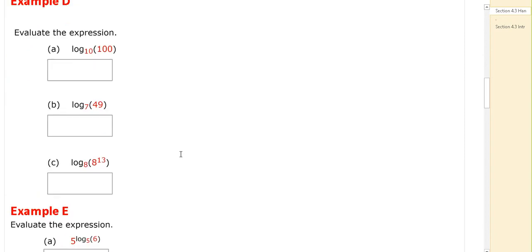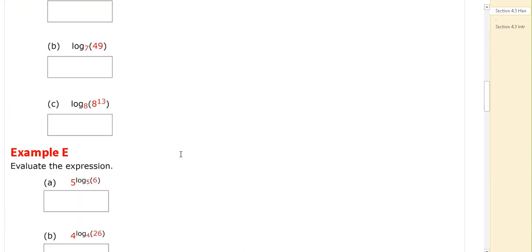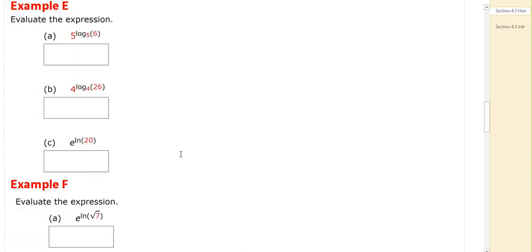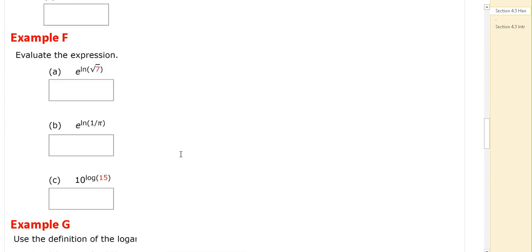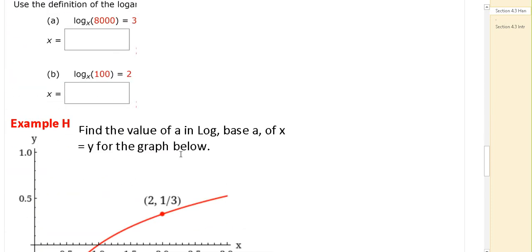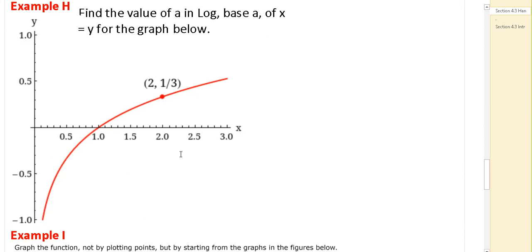Now some of these are properties of logs that we're going to learn about in the next section. So let me save some of that till then. We'll come back there. But there is one that I want us to figure out. It says find the value of a in log base a of x equals y for the graph below. So, okay, this is a good one. So we've got y equals log base a of x. We need to figure out what a is.